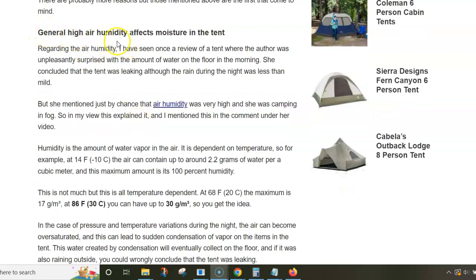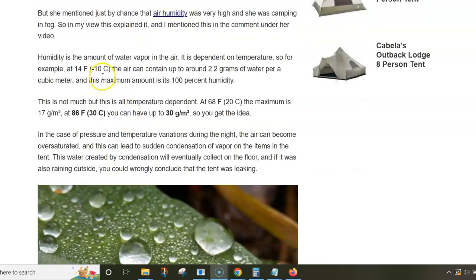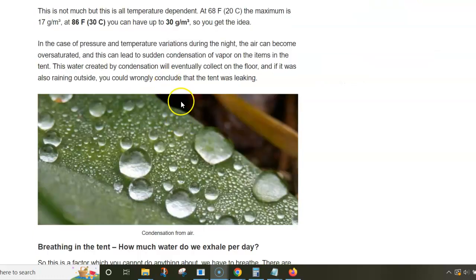The general high air humidity is temperature dependent. So, for instance, at -10 Celsius you can have up to 2.2 grams of water per cubic meter, and this is then 100% humidity. But at 30 degrees Celsius you can have 30 grams per cubic meter. So you have vapor and humidity in the air, and then a part of it can condense on the walls of the tent. So this is something natural.